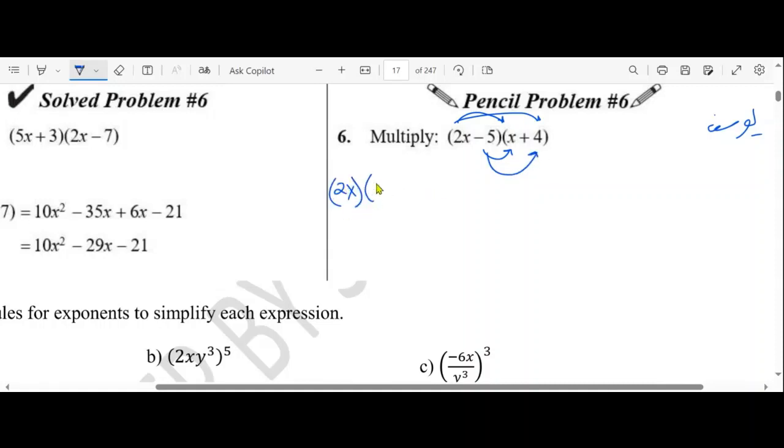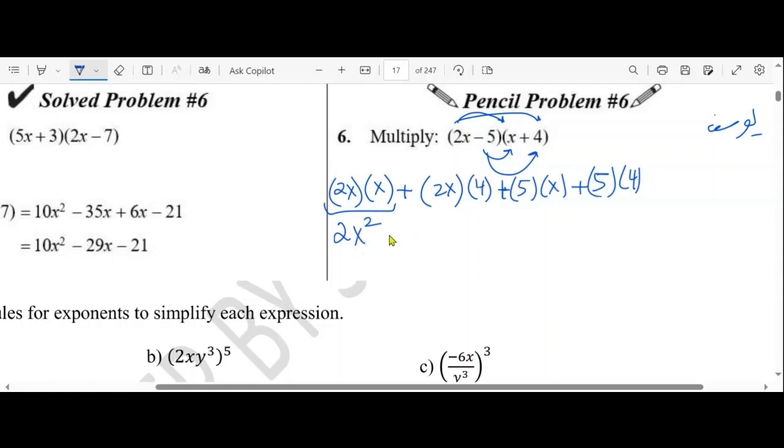2x times what? x. Okay? And then plus 2x times what? 4. Then negative, make it 5. 5 times what? x. Then 5 times what? 4. Okay? Now let's multiply. Yalla, tell me, Yusuf.